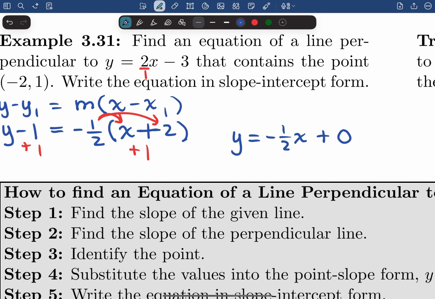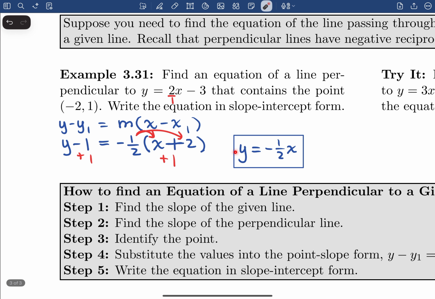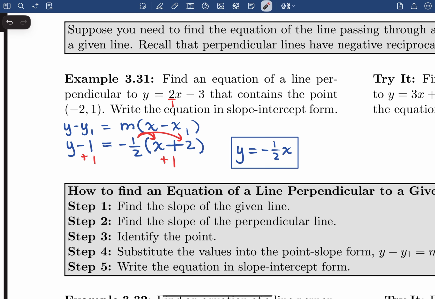But then any addition or subtraction of 0 is made invisible because adding 0 does nothing or subtracting 0 does nothing. So we can simplify this and we can make it so that our final answer is y equals negative 1/2 times x. So what have we just found? We just found the equation of a line that is perpendicular to this line and passes through this point. That is what we have found.